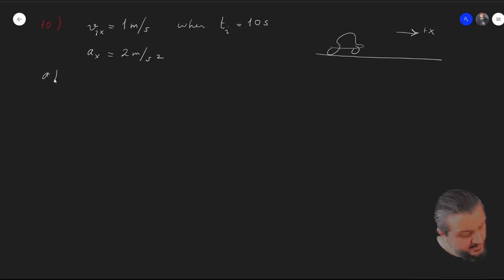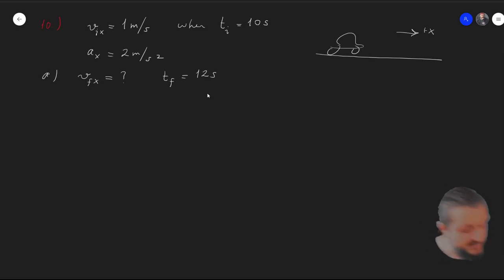A, what is the speed when the stopwatch reads 12 seconds? I'm going to call this V final. Okay, final doesn't mean the car stops. Final means the velocity at TF. That's all it means. So what is VFX when T is T final, and that is what? 12 seconds.